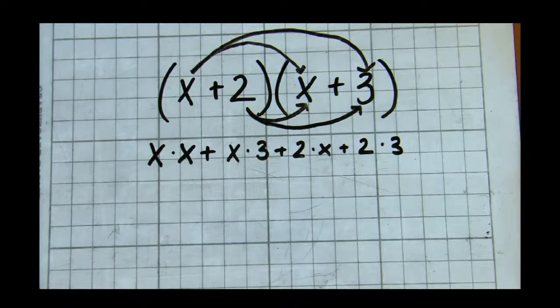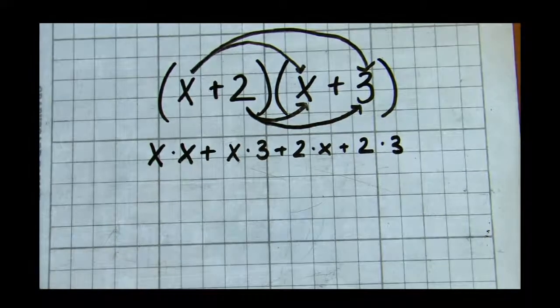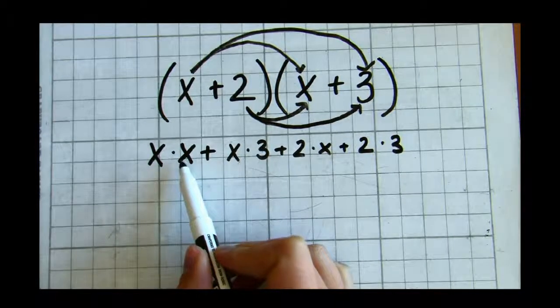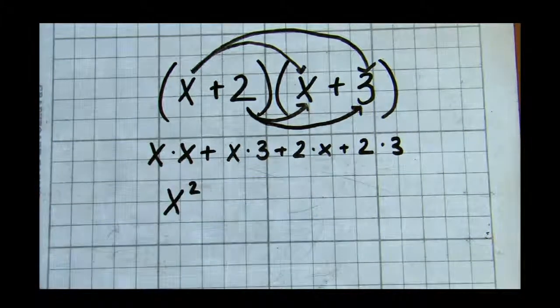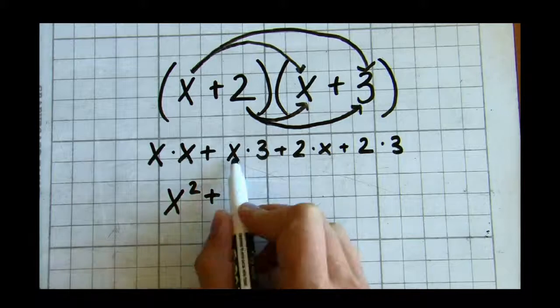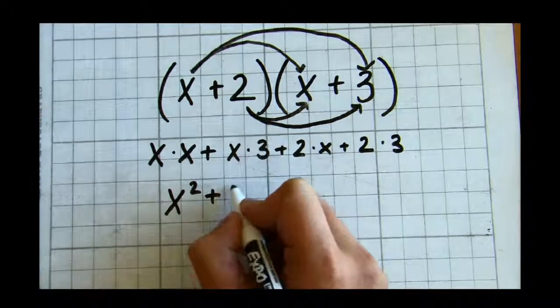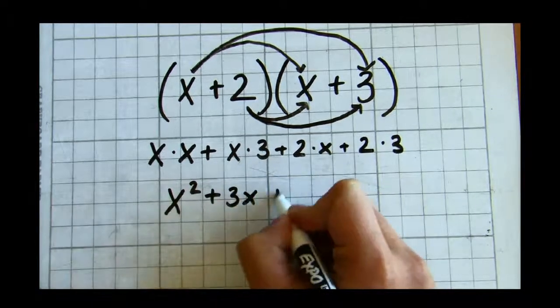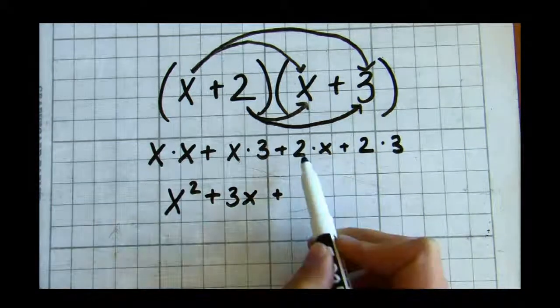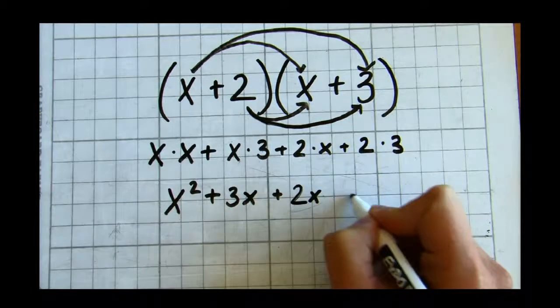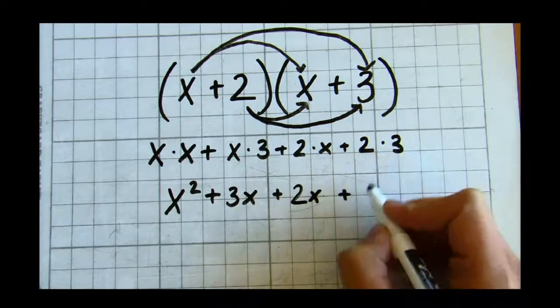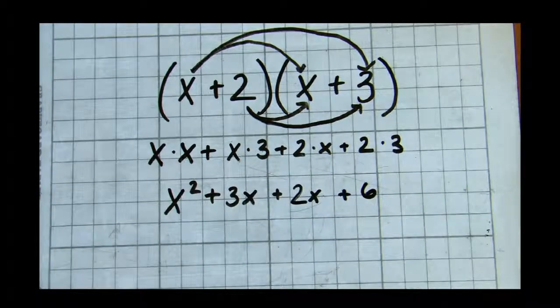So I've got a lot of things going on right now down below my parentheses. I'm going to multiply through. An x times an x gives me what? That's right, x squared. Plus x times 3, that's just going to be 3x. Plus 2 times x, that will just be 2x. Plus 2 times 3, well, that will give me 6. What could I do next?